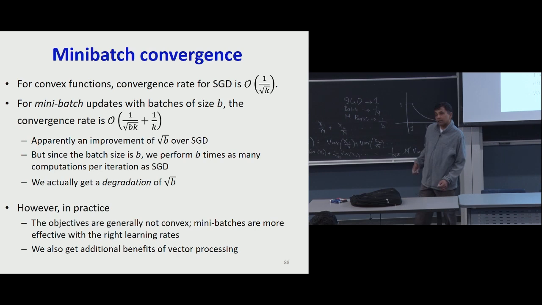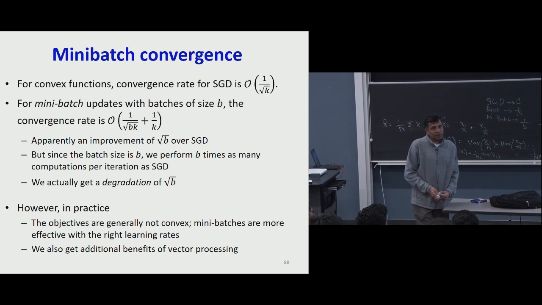That's where vector processing comes in. If you begin throwing GPUs and such at your processing, the b factor in computation basically goes away.